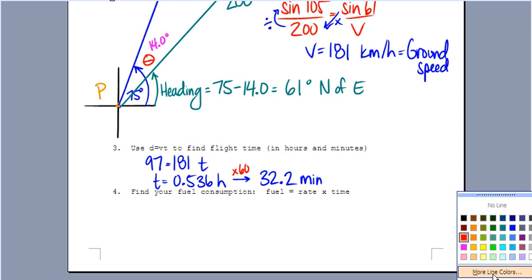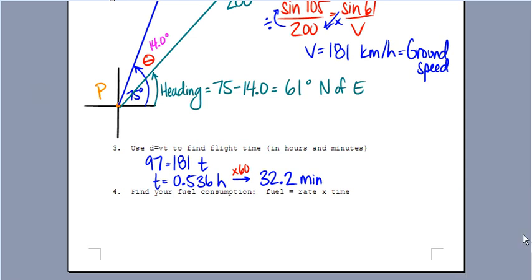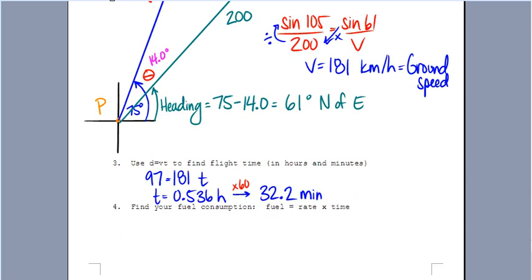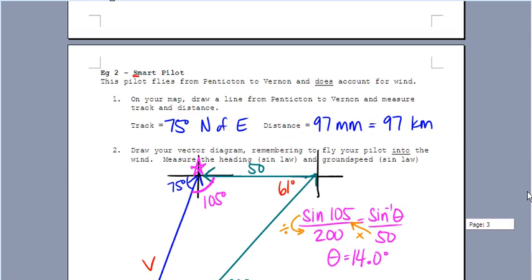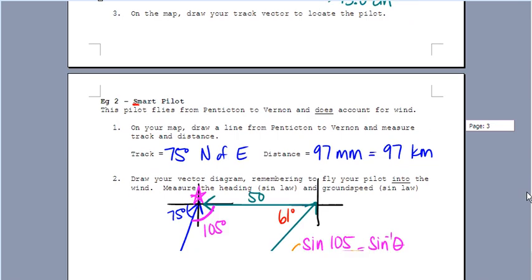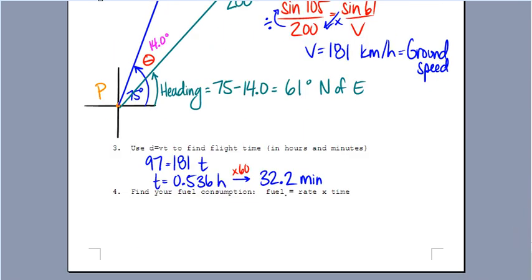Now the last calculation here, really important for a pilot, is fuel consumption. So pilots actually have to do this calculation before they go on a flight, and it is the rate at which the plane uses fuel multiplied by how long you're flying for. And this is the same information as on your assignment. We're going to go with this plane consuming fuel at 30 kilograms per hour. So we're going to measure mass instead of volume. So 30 kilograms per hour.